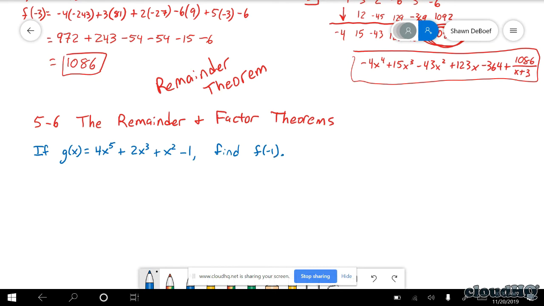Oh, I didn't mean to say f of -1. It should say g of -1.